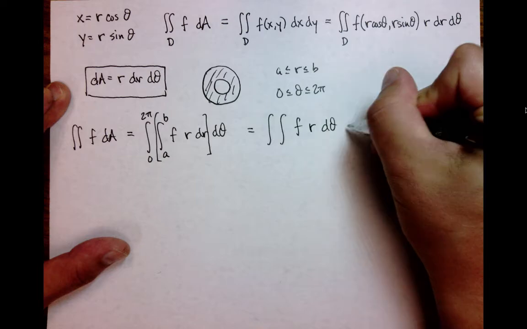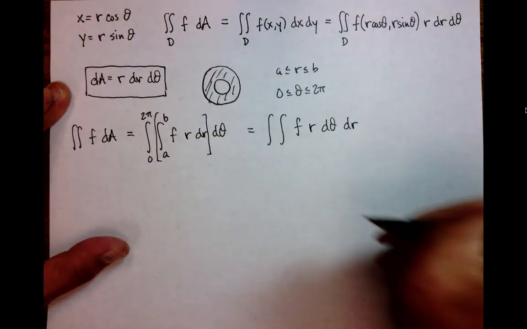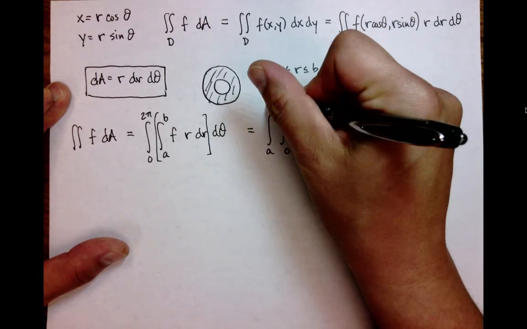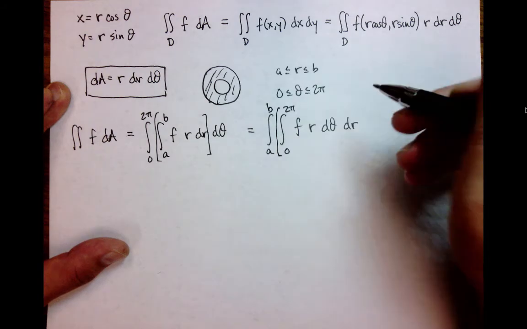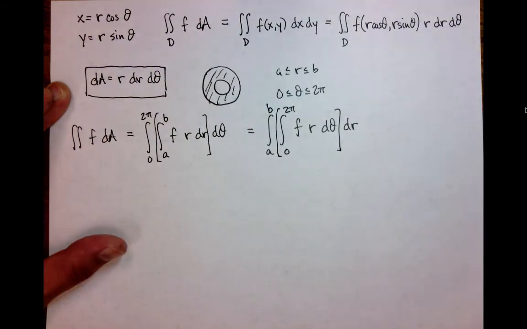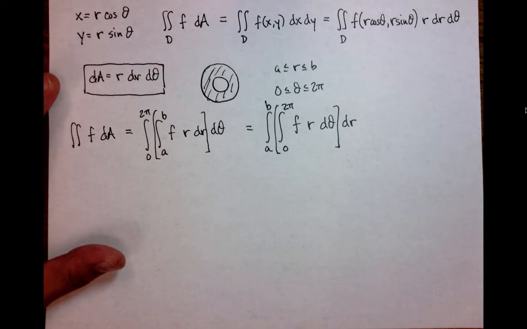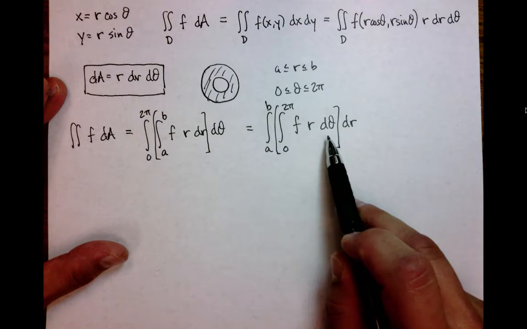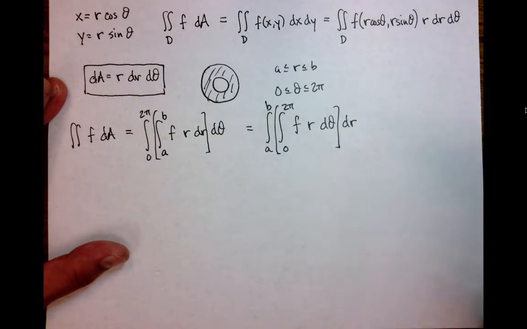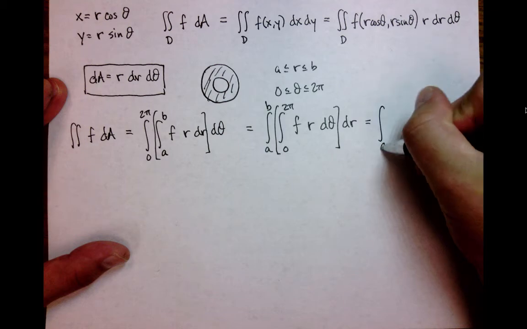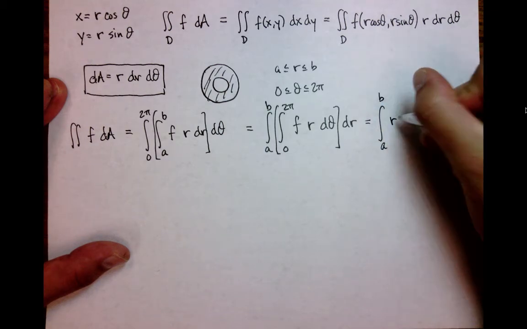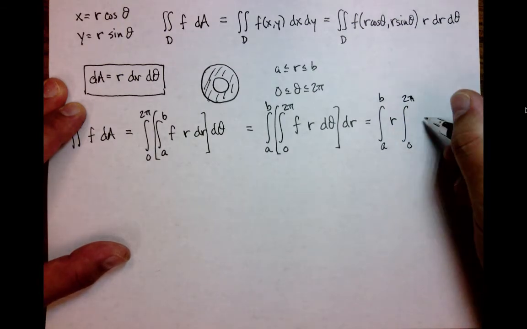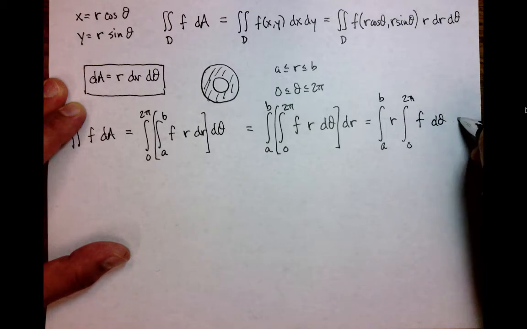r d theta dr. Theta goes from 0 to 2 pi, r goes from a to b. And we'd be integrating from the inside out. One thing that's interesting about writing it that way is that in this integral with respect to theta, r is considered to be constant, so we can actually take r through that integration sign. So we could also write this as r times the integral of f d theta dr.